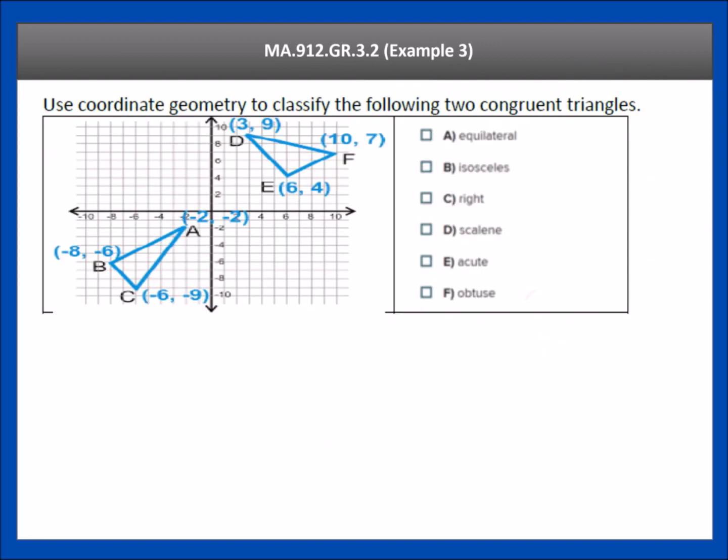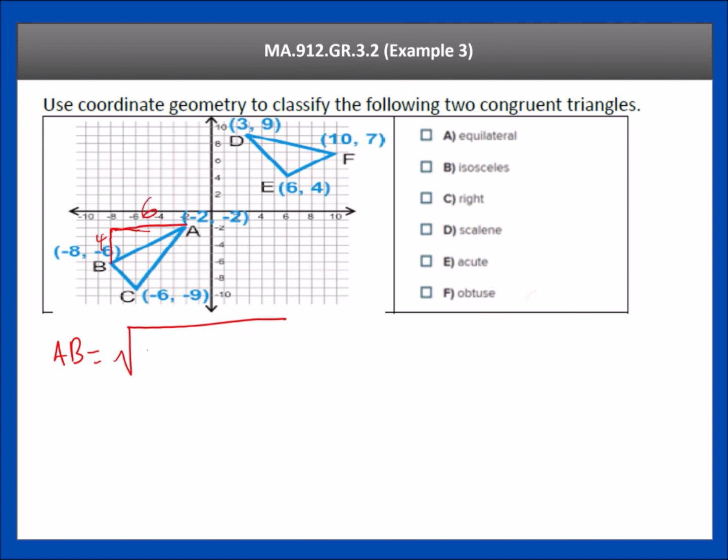All right. So let's look at example 3. Use coordinate geometry to classify the following two congruent triangles. Same idea as it was before, using the distance formula and all that. So again, let's do AB. Let's just do all of the sides. So AB is equal to the square root of, let's count it, 1, 2, 3, 4. 1, 2, 3, 4, 5, 6.